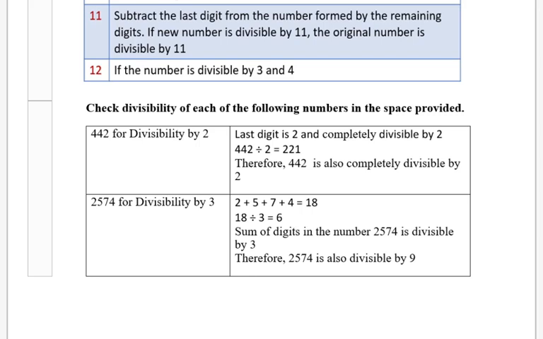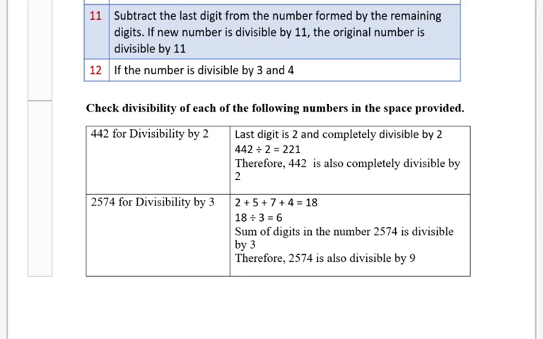For 2574, we have to write 2 plus 5 plus 7 plus 4, which is equal to what? 18, because 2 plus 5 is 7, 7 plus 7 is 14, and 14 plus 4 is 18. Now 18 divided by 3 is equal to 6.